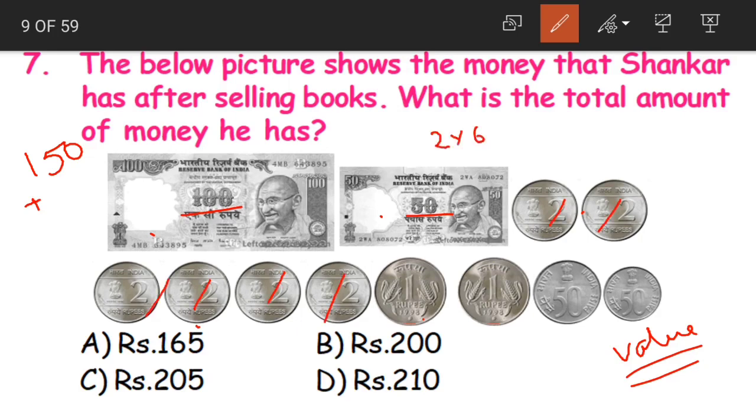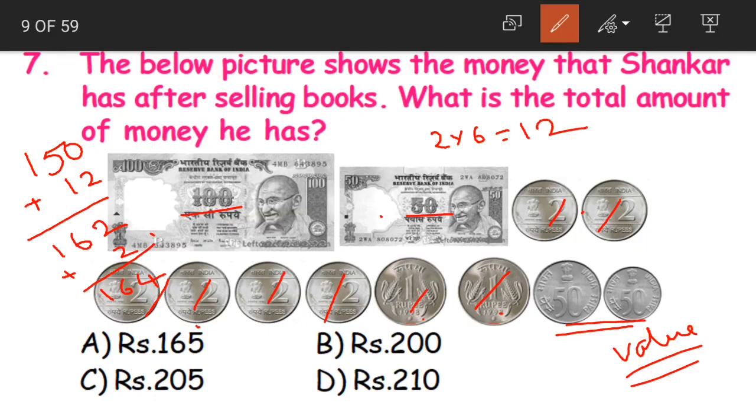6 2 rupee coins. So 2 into 6 is equal to 12. 150 plus 12 is 162. Then we have 1, 2. So 2 rupees, when we add it we have 164, and then lastly we have 2 50 paise coins. If you remember about 50 paise coins children, 2 50 paise coins make 1 rupee. Yes, the value of 2 50 paise coins put together is 1 rupee. So here to the total 164, let us add 1 more rupee. Then the answer will be 165.